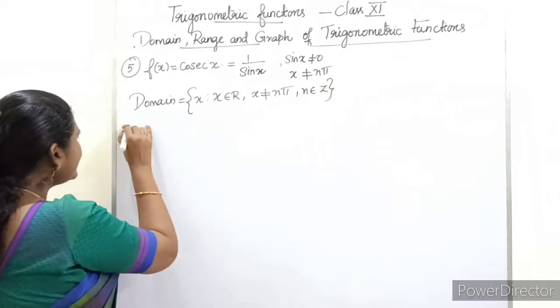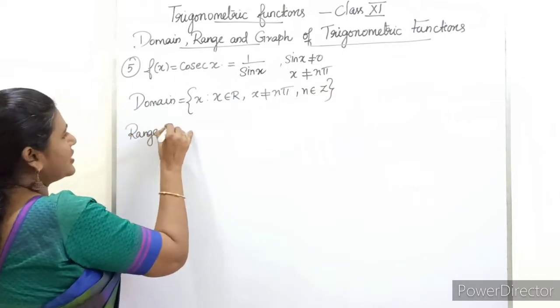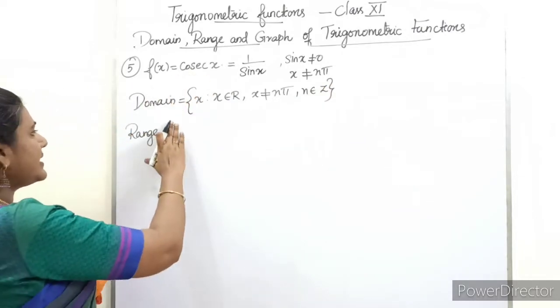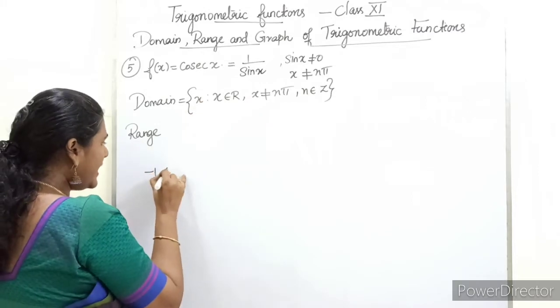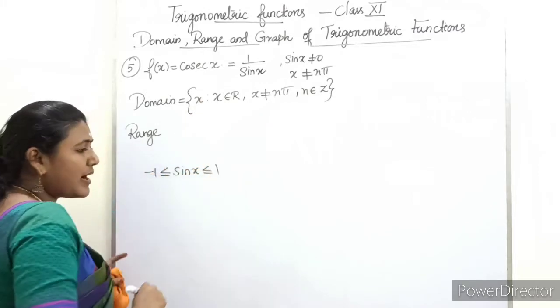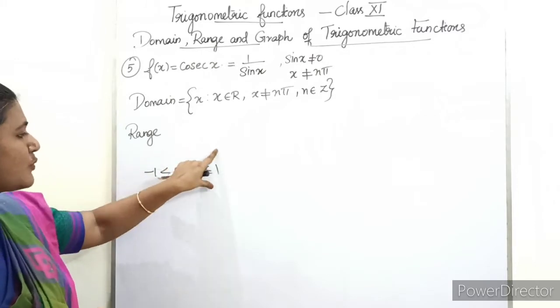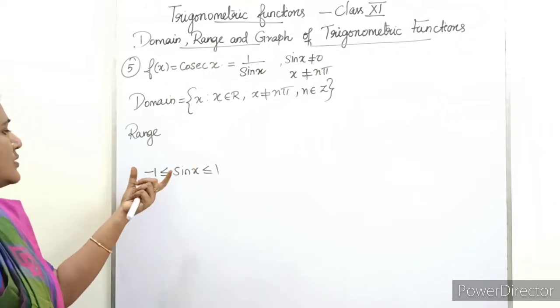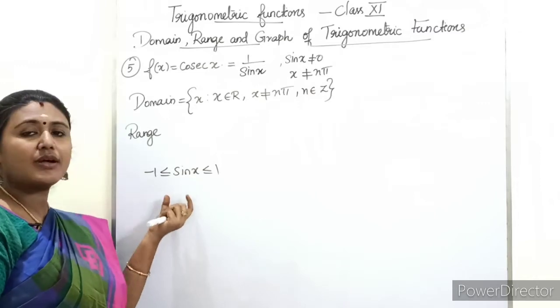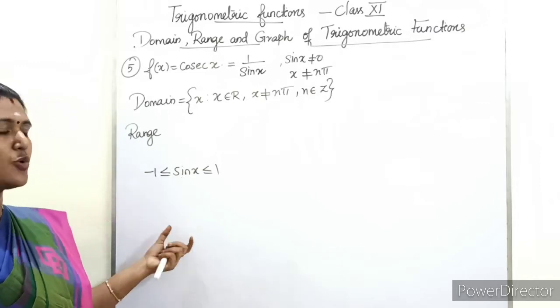Now we will see what is the range of this function. Here you listen, you know that the range of sin x is minus 1 to plus 1. That is, sin x lies between minus 1 and plus 1. Now I am going to take the reciprocal for this inequality.